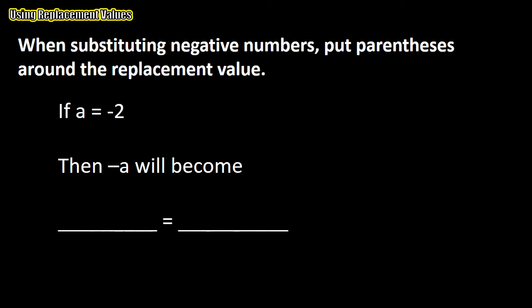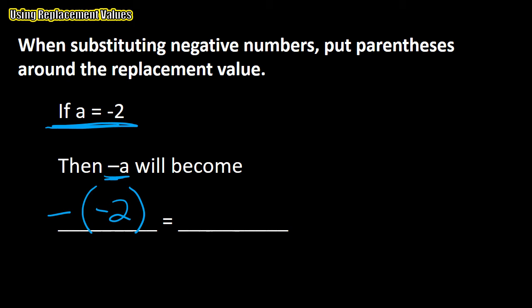But some helpful hints: when substituting negative numbers, we're going to put parentheses around the replacement value. What this means is that if a is equal to -2, we need to figure out what the opposite of a, or negative a, is going to be. So when I do that, I'm going to put a negative, and then inside the parentheses, I'm just going to write what a is. A is -2.